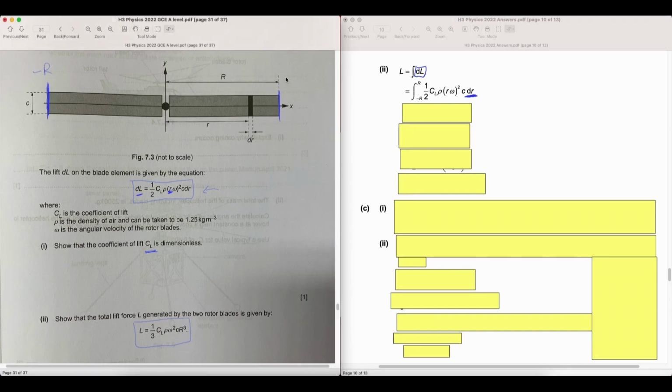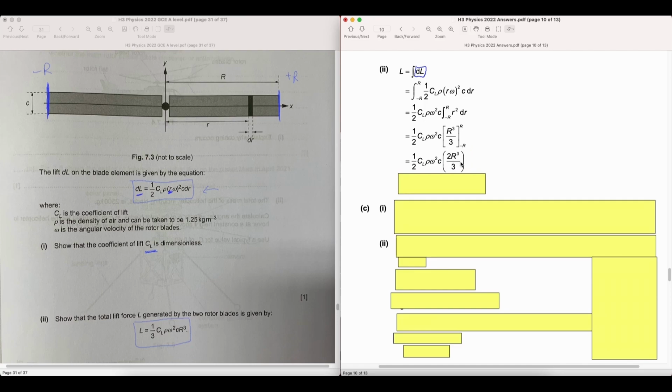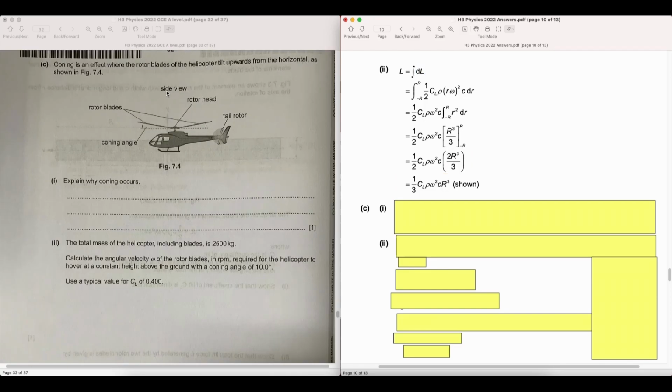Another endpoint is over here, which is plus big R. So that explains the bounds for the integration. Doing the math, we obtain the following expression for lift. Coning is an effect where the rotor blades of the helicopter tilt upwards from the horizontal.